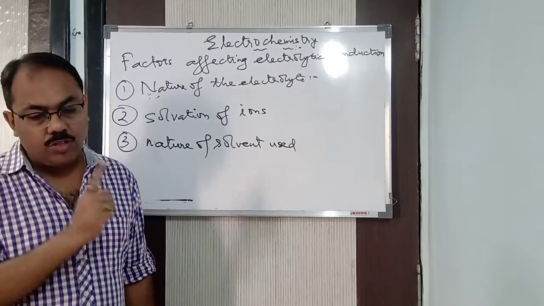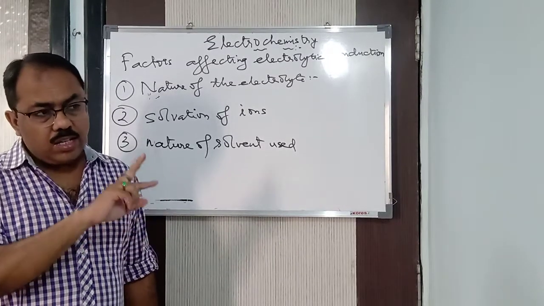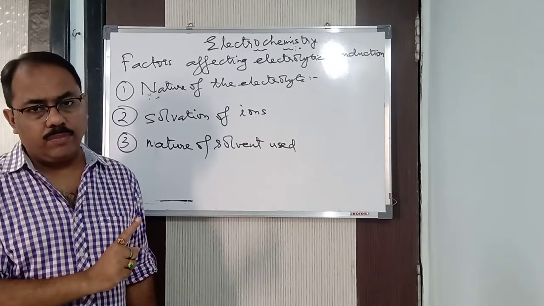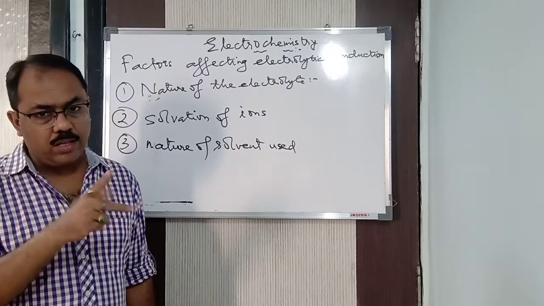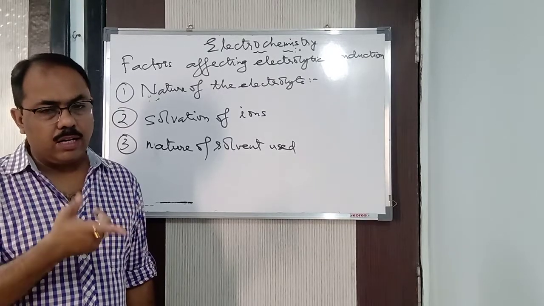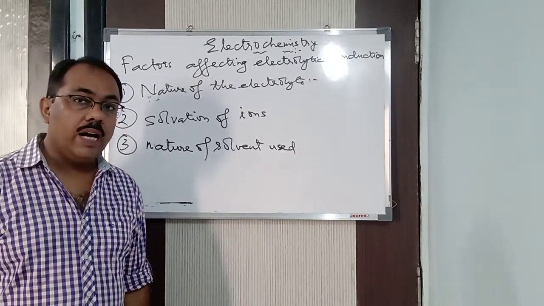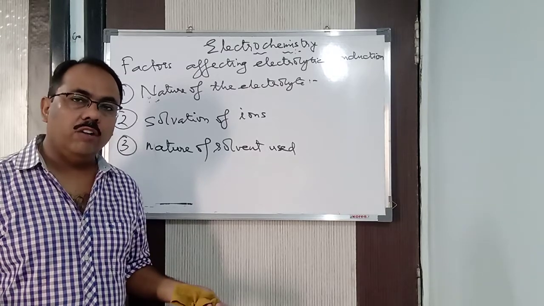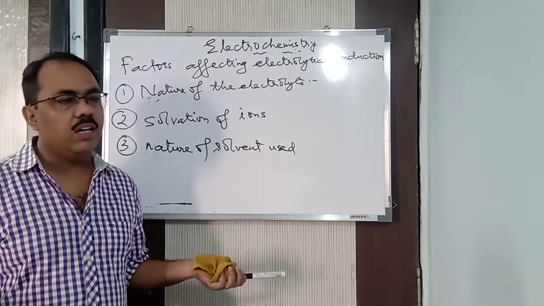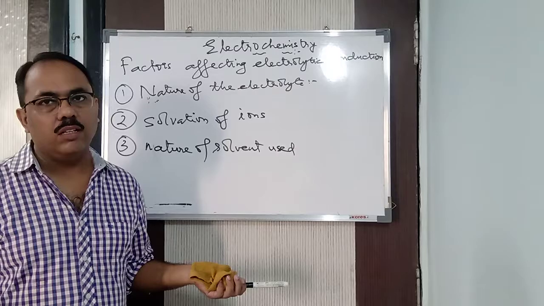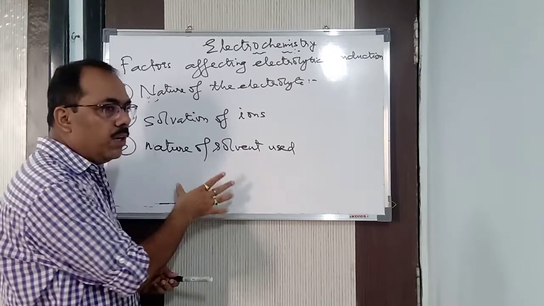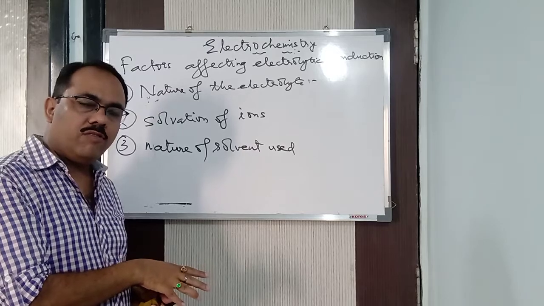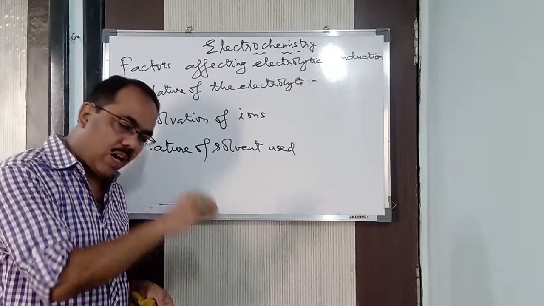It will not help to dissociate into its ions because the interaction between the solvent and the solvent, that is petrol and petrol, diesel and diesel, kerosene and kerosene, alcohol and alcohol, will be so strong that it will not dissociate into its ions. Hence, it will not conduct electricity. So what we conclude is that the nature of the solvent used should be polar or non-polar in nature. For electrolytic conduction, it should be polar in nature.